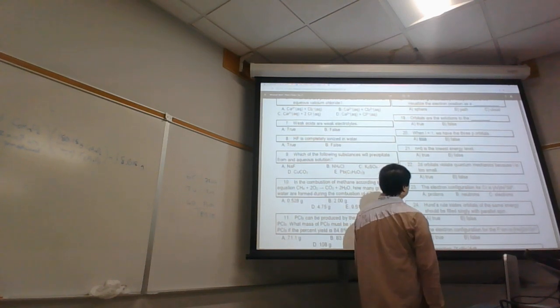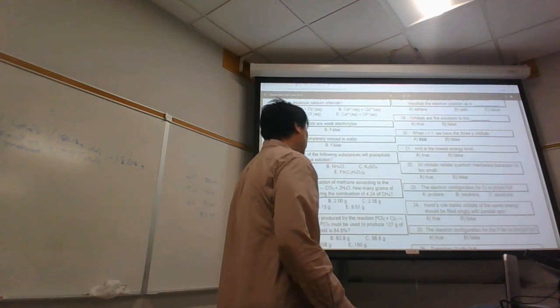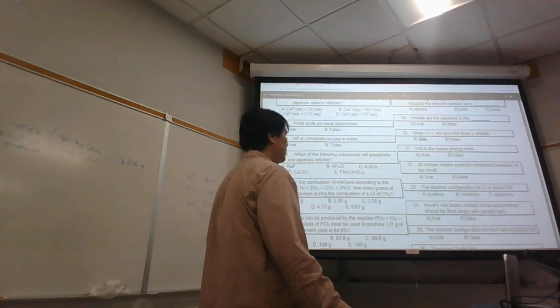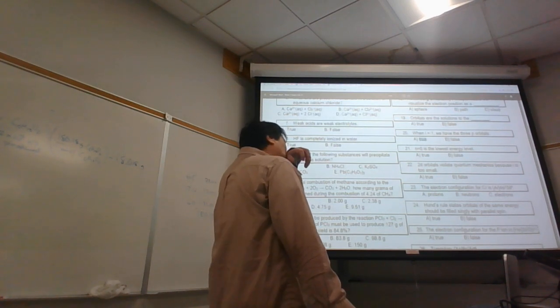That's false. 23. The electron configuration for chromium is argon 4s2 3d4. This is supposed to be true or false. Unfortunately, it didn't come out that way.